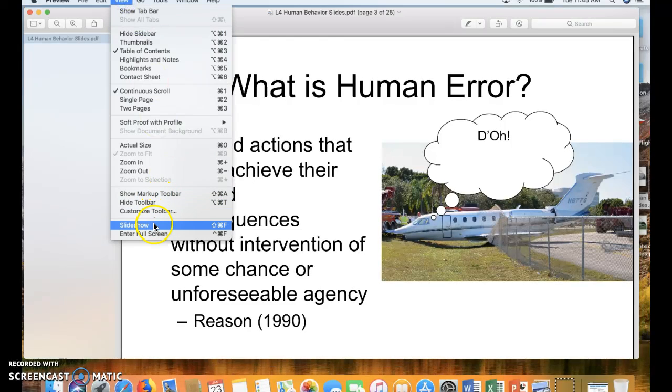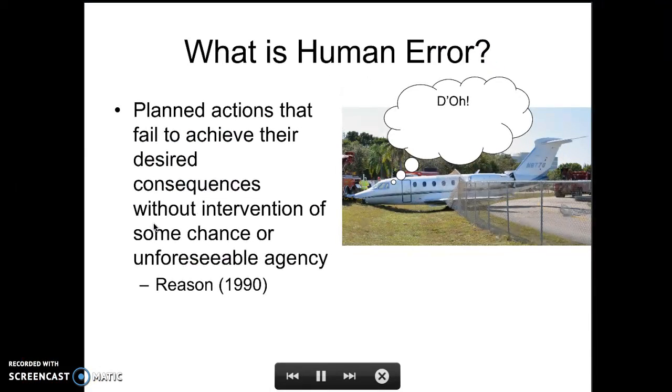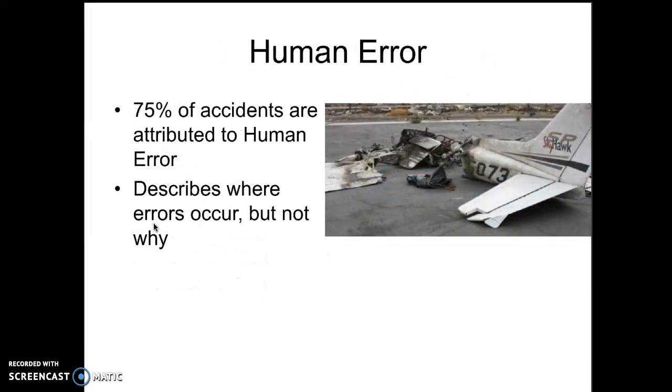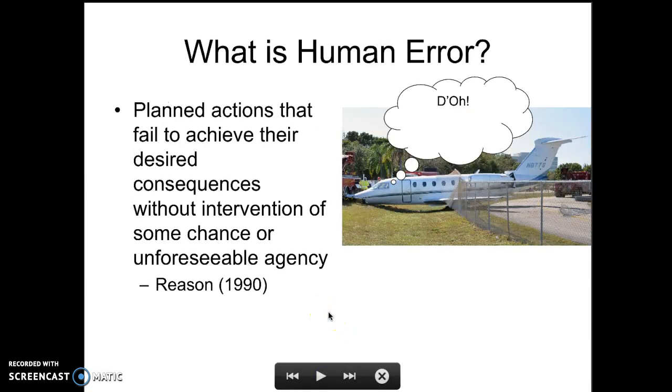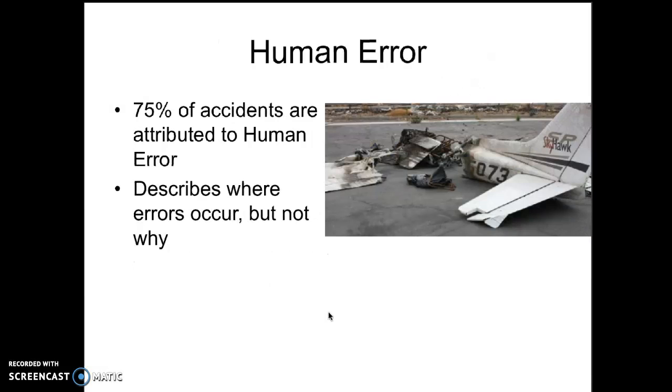So I want to talk now about some human error. If you're taking human factors and resource management, we go into much greater detail than in the safety management course. But one of the things that I wanted to do was at least briefly introduce human error. So human error is important. It's a huge part of why accidents occur.